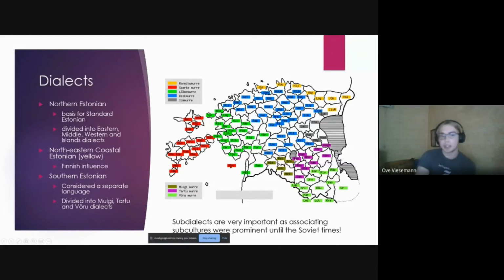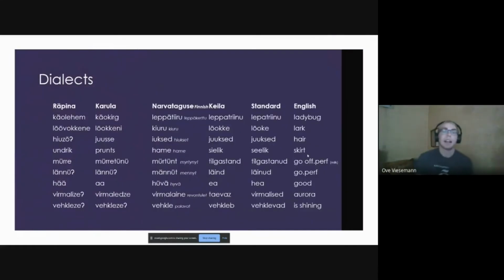And then Southern Estonian, which is considered a separate language. It is divided into Mulgi here, Tartu, the purple one here, and then the light green here. And subdialects are very important as associating subcultures were prominent until the Soviet times, and the clothing of those subcultures are still valued a lot. Here I made a table with cognates from different dialects.